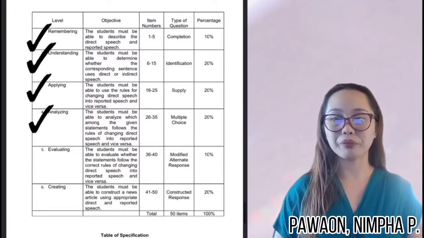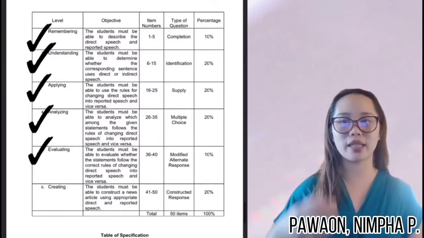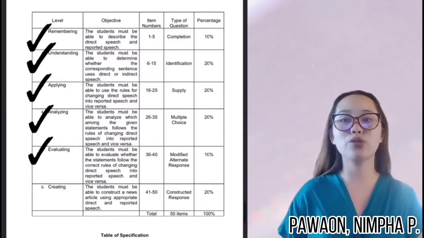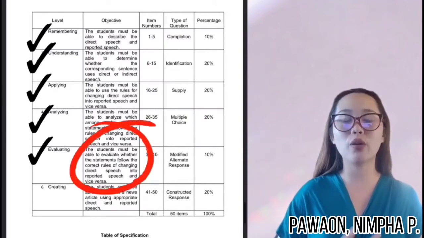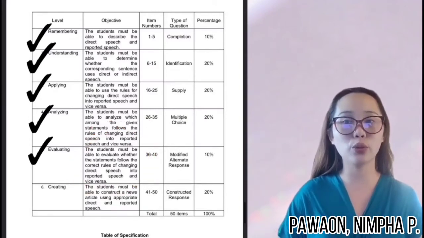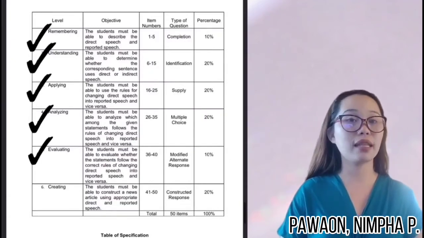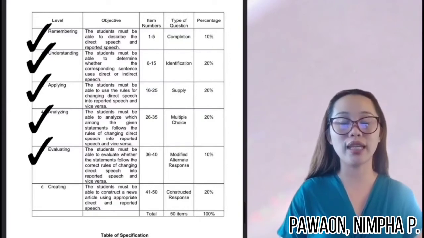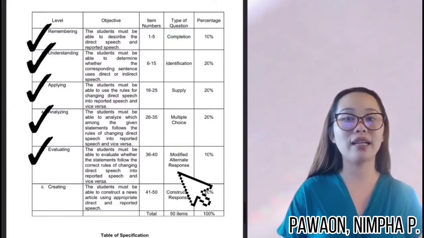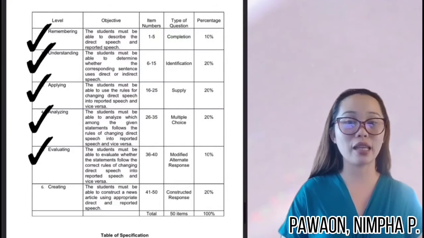The fifth level here is evaluating. In this part, our objective is that the students must be able to evaluate whether the statement follows the correct rules of changing direct speech into reported speech and vice versa. The items here are 36 to 40, the type is modified alternate response, and it is 10%.